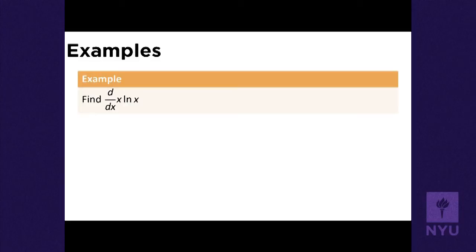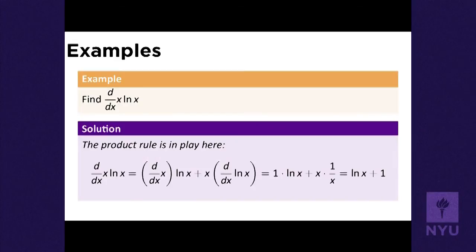Okay. How about this one? The derivative of x times natural log x. 1 plus ln x. Okay. Let's see if that does work out. We're using the product rule now. So the derivative of the product of two functions is the derivative of one of the functions times the other, plus the opposite process: leave the first function alone, take the derivative of the second.